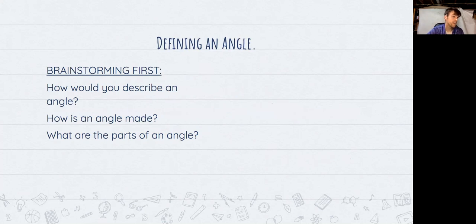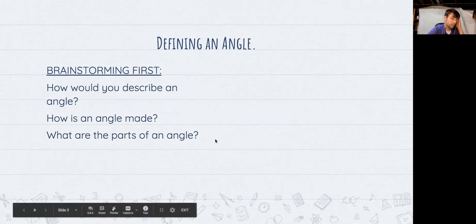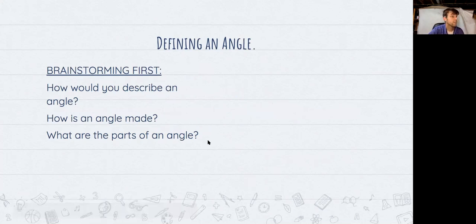Defining an angle. I just want you to think about this for a second. How would you describe an angle? If someone asked you, what's an angle, what would you say? Second question, how is an angle made? What is an angle made of? What are the parts? Think about these things. If you want to sketch out a picture, that's fine too. Just take a minute and think about it. Try to activate some prior knowledge about angles.